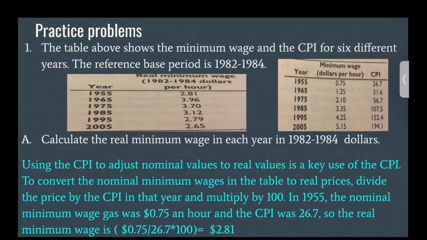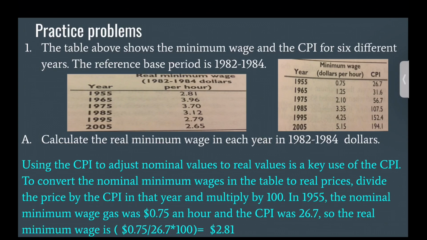Practice problems. The table above shows minimum wage and the CPI for 6 different years. The reference base year is 1982-84. Calculate the real minimum wage in each year in 1982-84 dollars. Using the CPI to adjust nominal values to real values is a key use of the CPI. To convert the nominal minimum wage rate in the table to real prices, divide by the CPI in that year and multiply by 100.